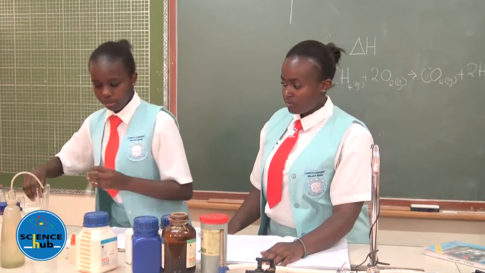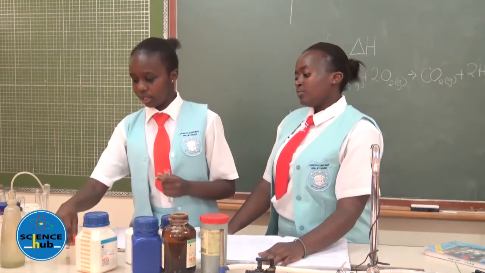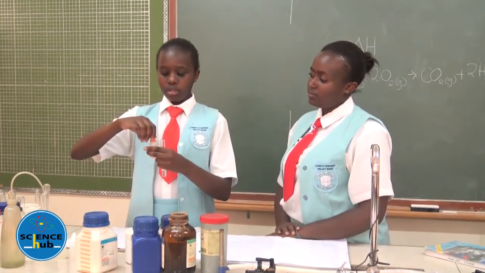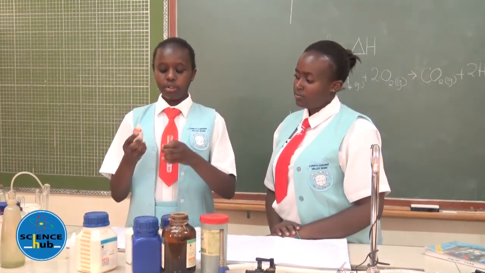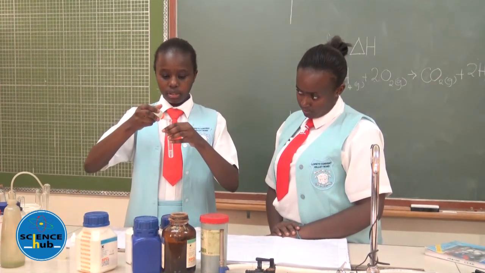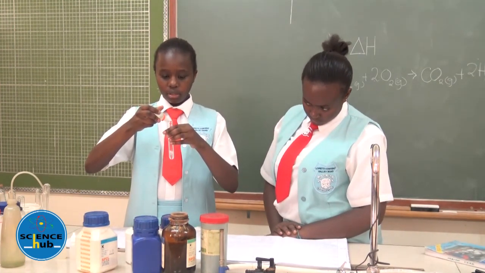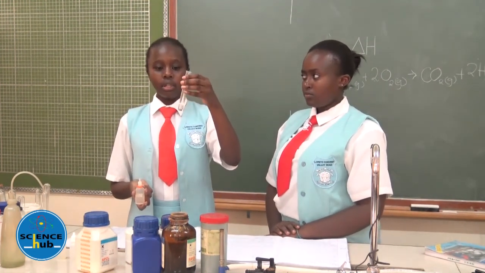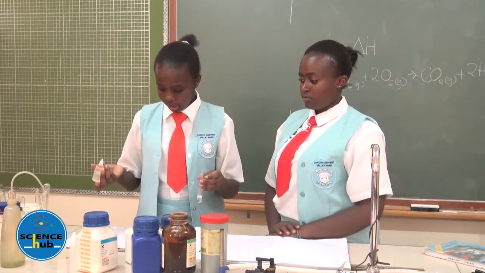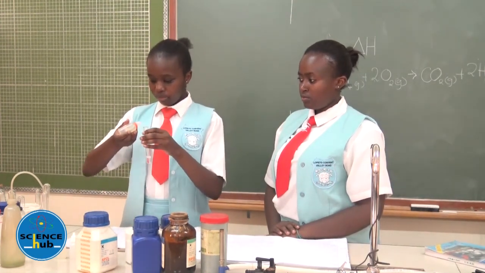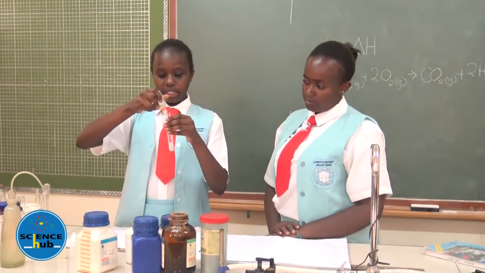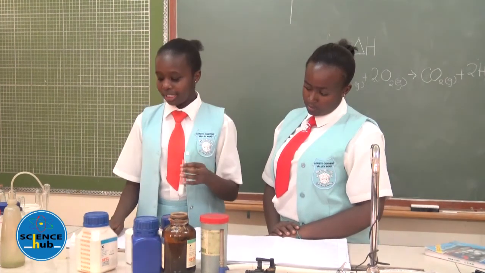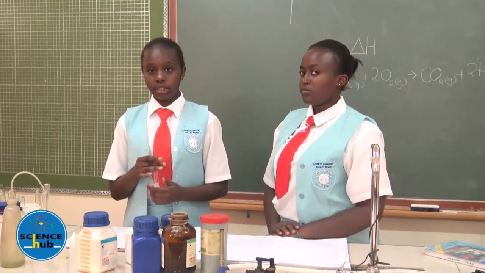So remember, as you said before, when you're testing for cations, you're going to use sodium hydroxide first and then ammonia solution. So you put a few drops of sodium hydroxide. As you can see, there's a white precipitate which is insoluble, but that's when you put little sodium hydroxide. So you add more sodium hydroxide until in excess. The white precipitate persists, indicating that magnesium ions are present.